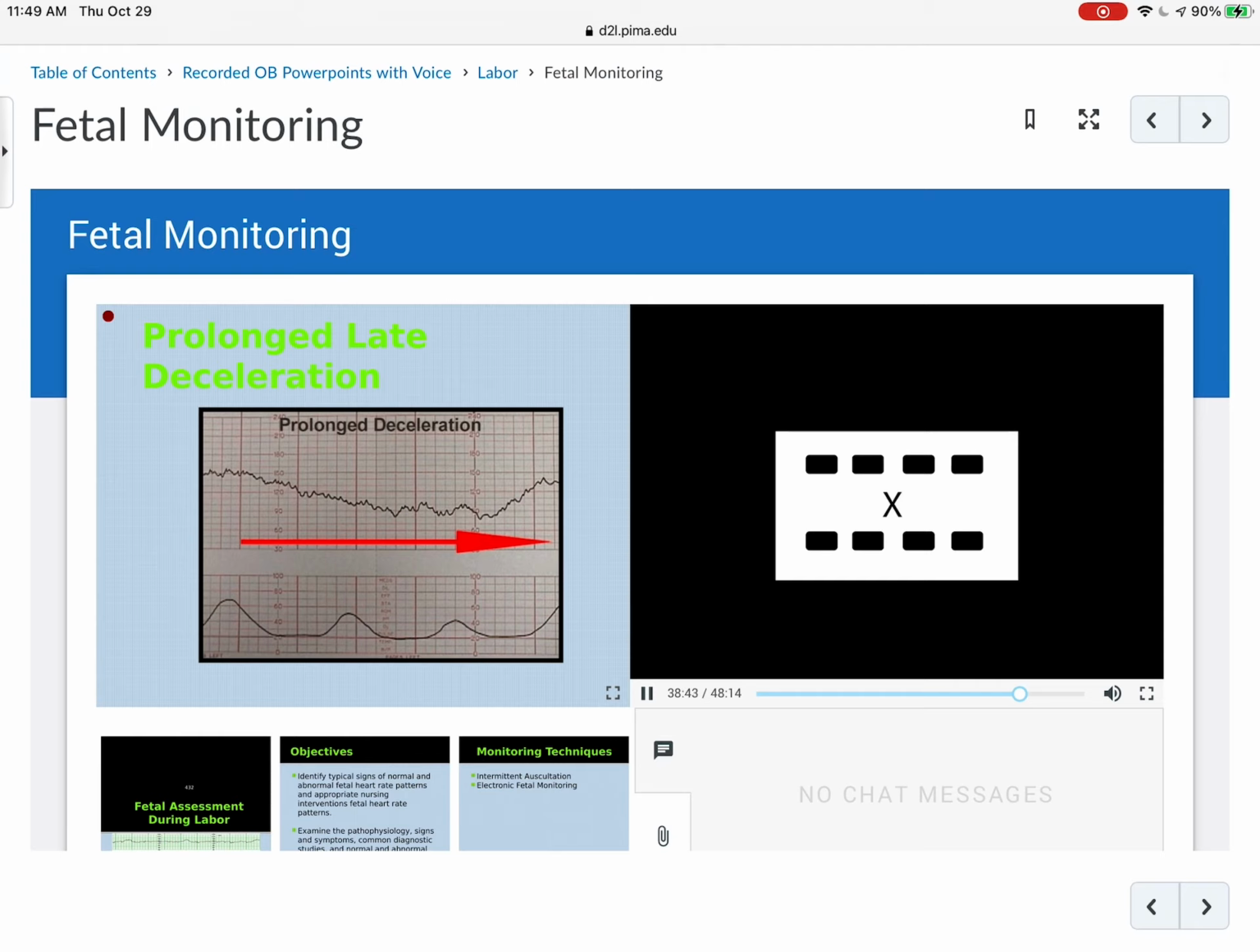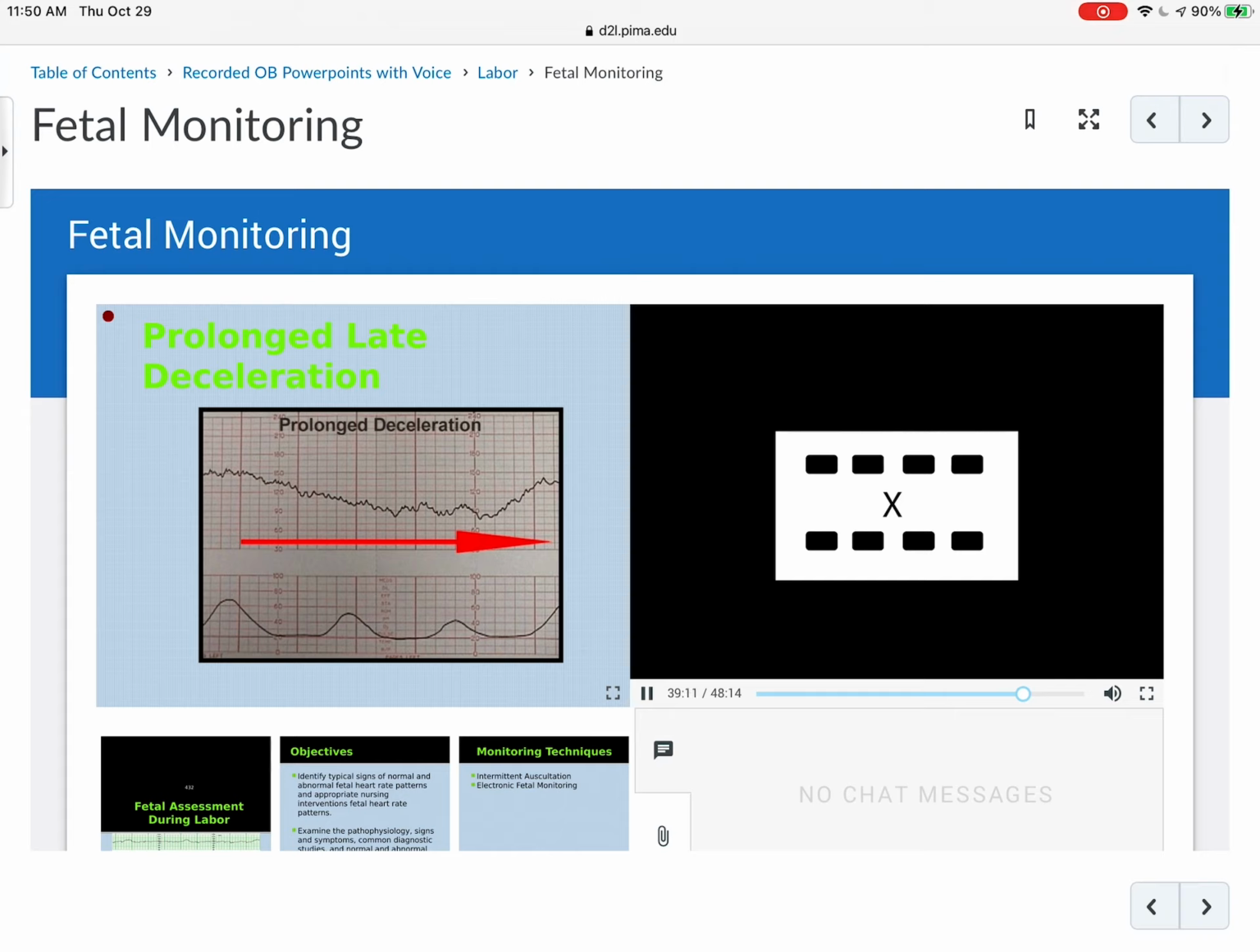That's the longest 5 minutes of your life. Now, for a 5 minute prolonged deceleration like that, the doctor would be notified and would come in. Because there's good variability and it went back up, he'd probably watch. But if she continued to do that, she would probably be almost in line for the OR, because we don't want to take any chances, and that baby is not getting enough oxygen for 5 minutes. So we get a little concerned with that.